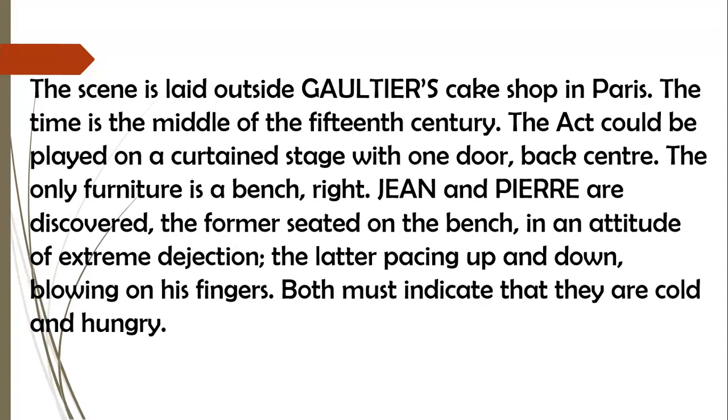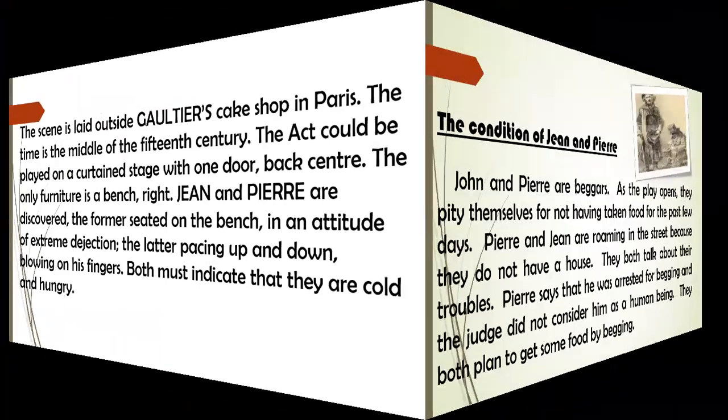And Jean and Perry are there. Jean is sitting on the bench, and Perry is just pacing up and down, moving here and there, blowing on his fingers. This indicates that they are feeling very cold and they are very hungry because they do not have any job. They have not found anything to eat for the past few days. And because it's Paris in France, it would be very cold there. So this is what is exactly happening there. So let us see how it goes on.